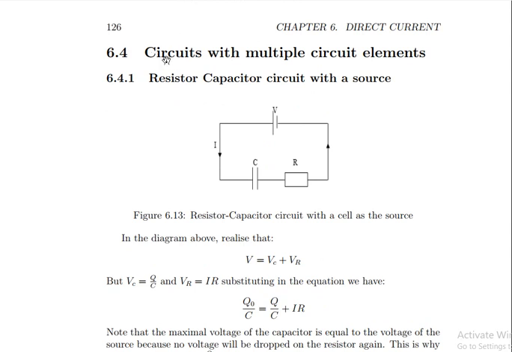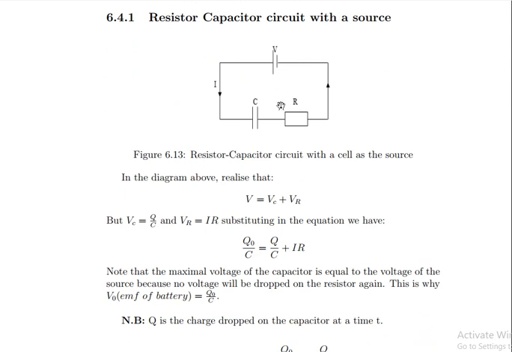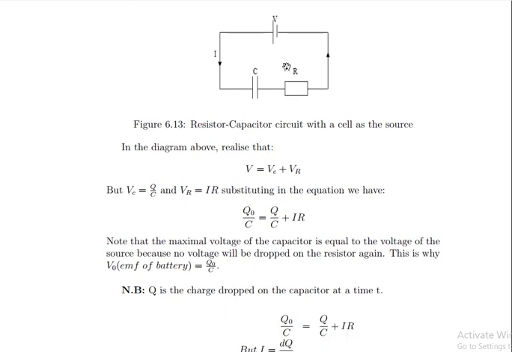Now let's visualize a circuit with multiple circuit elements. Here is a resistor capacitor circuit with a source. So we have a capacitor and resistor placed in series with a source here.